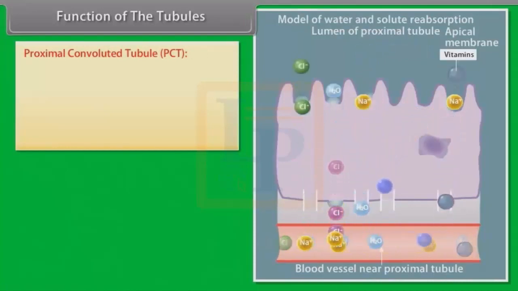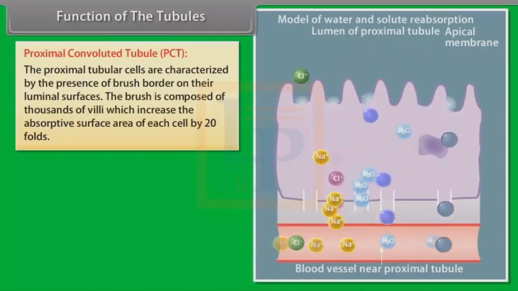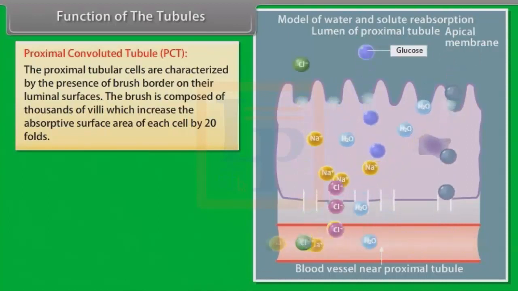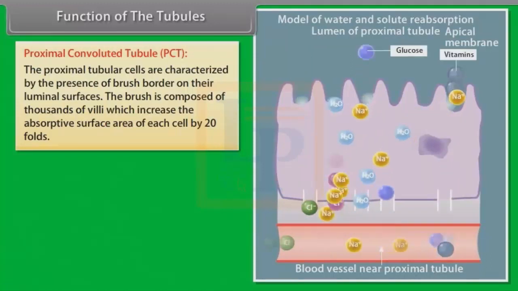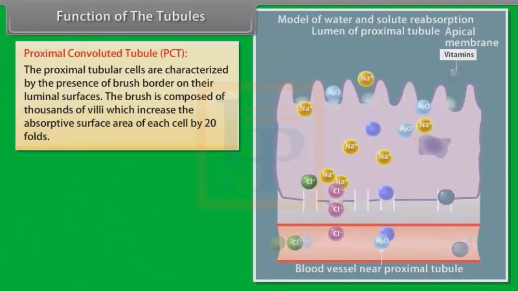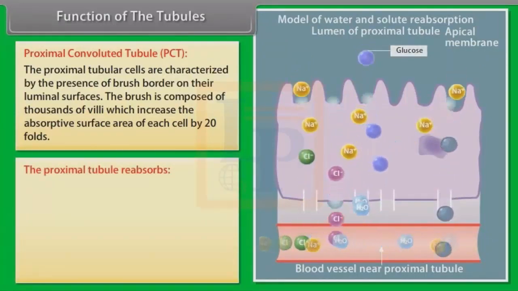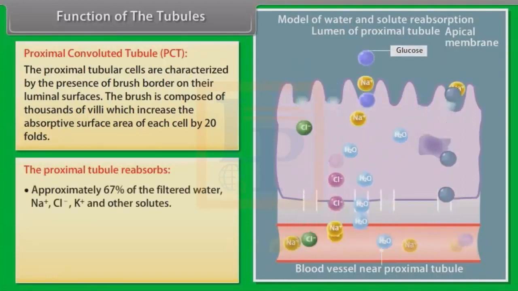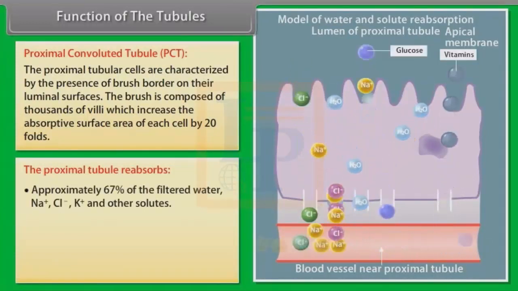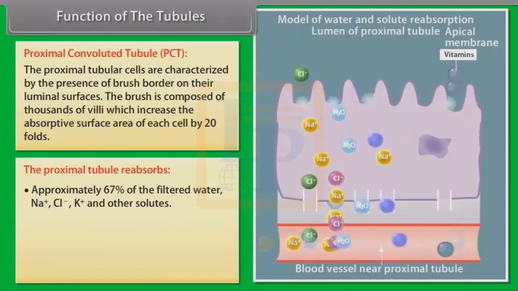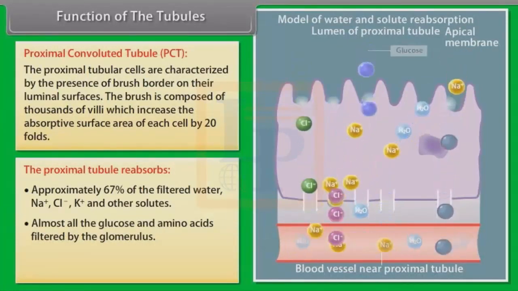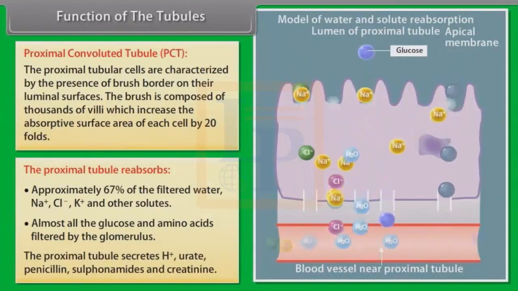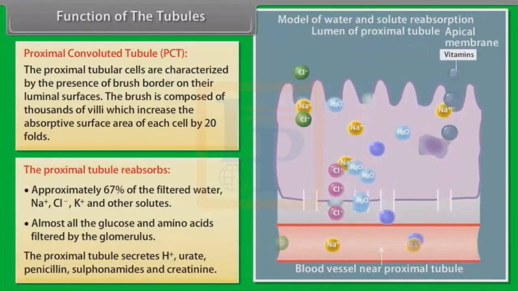Function of the tubules. Proximal convoluted tubule PCT. The proximal tubular cells are characterized by the presence of a brush border on their luminal surfaces. The brush border is composed of thousands of villi, which increase the absorptive surface area of each cell by 20 folds. The proximal tubule reabsorbs approximately 67% of the filtered water, Na+, Cl-, K+, and other solutes, and almost all the glucose and amino acids filtered by the glomerulus. The proximal tubule secretes H+, urate, penicillin, sulfonamides, and creatinine.